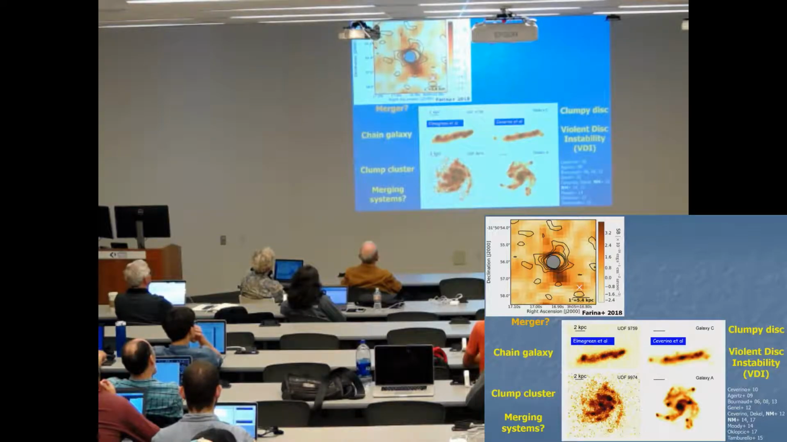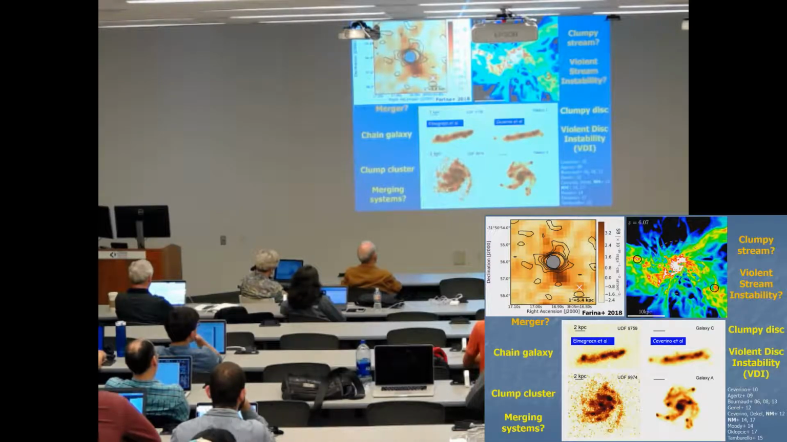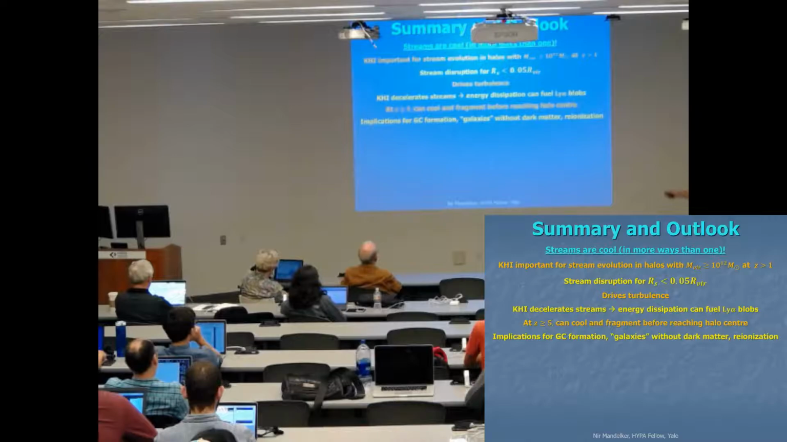But you know what? Go back 15 years, and when we started seeing the clump clusters and the chain galaxies, everyone thought they were mergers too. Until the observations got better, the models got better, the theory got better, and Avishai came up with the term violent disk instability, or VDI, which we now all believe is the truth. So just keep an open mind, and maybe when we come back here in 15 years, we'll be calling this violent stream instability in clumpy streams. Okay? That's all I'm going to say.